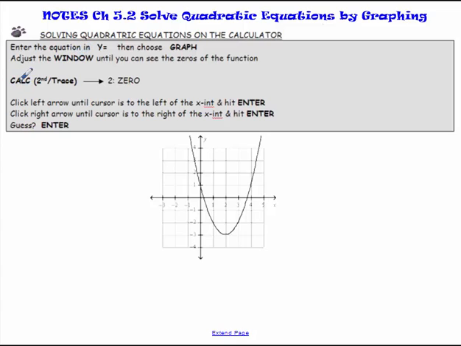You're going to press calculate, which you do by doing second trace, and pick the second option because we're trying to find the zeros of our quadratic equation. And then we're going to go through this process. We're going to click the left arrow until the cursor is to the left of one of our x-intercepts and hit enter. Click the right arrow until the cursor is to the right of that same x-intercept and hit enter. We're going to guess and hit enter, and then it'll tell us the answer.